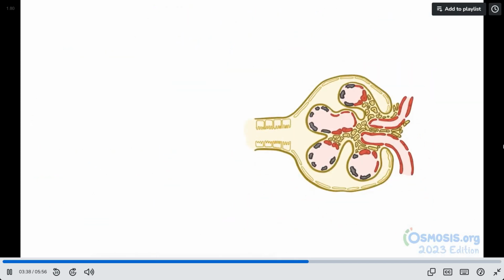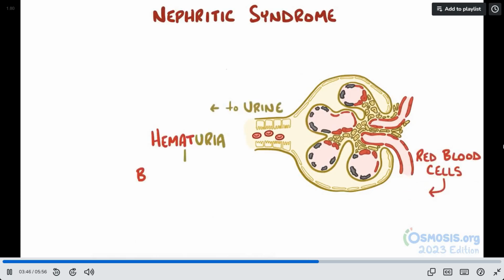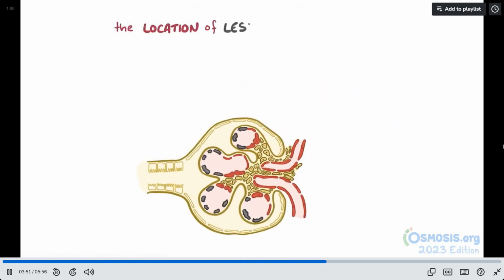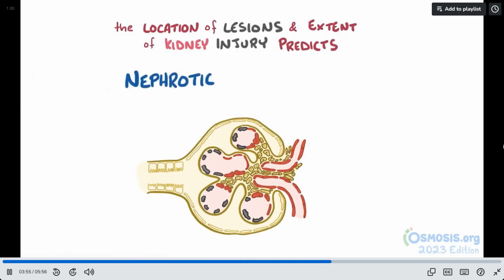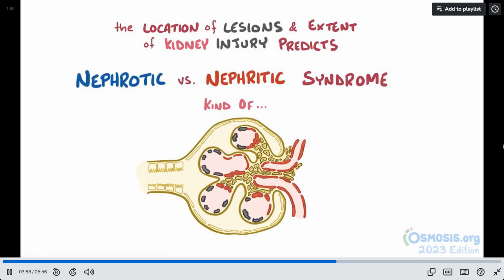In some cases, though, lupus nephritis can present as a nephritic syndrome, which means that the damage to the nephron ends up allowing red blood cells to filter into the urine, which causes hematuria, or blood in the urine. The location of lesions and the extent of kidney injury often predicts whether the general presentation will be nephrotic versus nephritic syndrome, but it's far from exact.